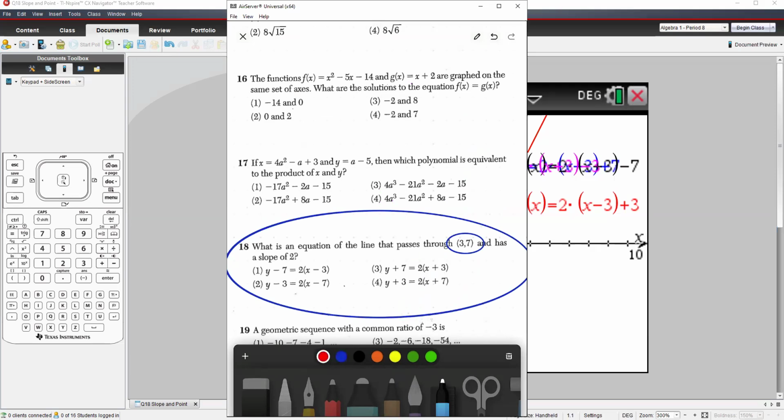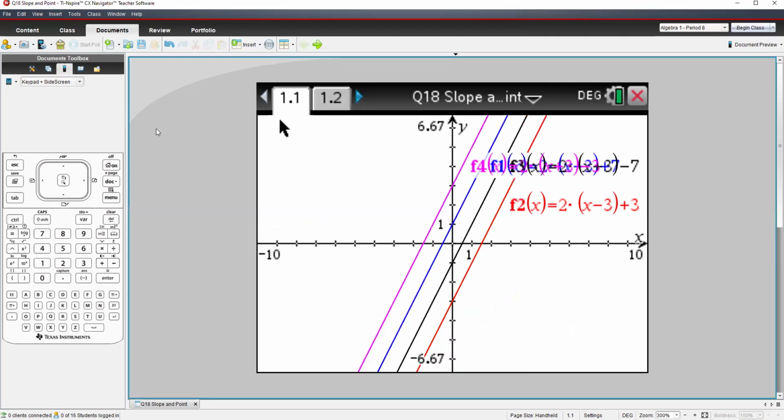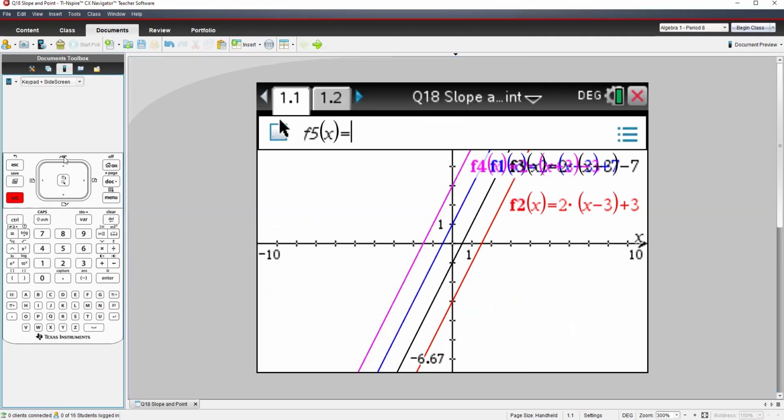I moved this -7 to the other side by adding 7 to both sides. I moved this -3 by adding 3. I moved this +7 by subtracting 7. I moved this +3 by subtracting 3. Once I did that, I graphed them all as functions. So I'll just show you what I have here. I graphed them all as functions.